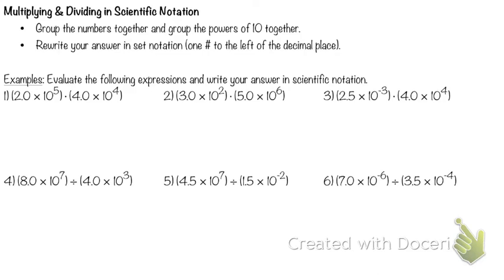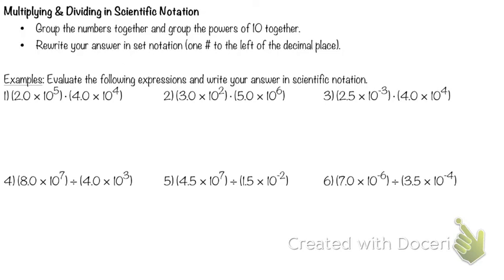Multiplying and dividing in scientific notation, okay? Here, we have 2 times 10 to the 5th. That's scientific notation. 4 times 10 to the 4th. That's scientific notation. And what are we doing between these two parentheses? Multiplying. So we're multiplying scientific notation. On numbers 4 through 16, we're doing the same thing, but dividing between the parentheses. So we're multiplying and dividing really big and really small numbers.